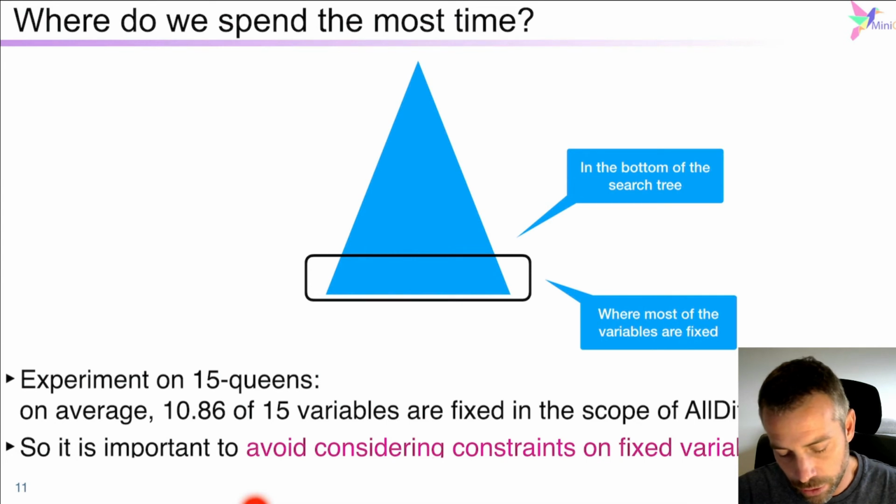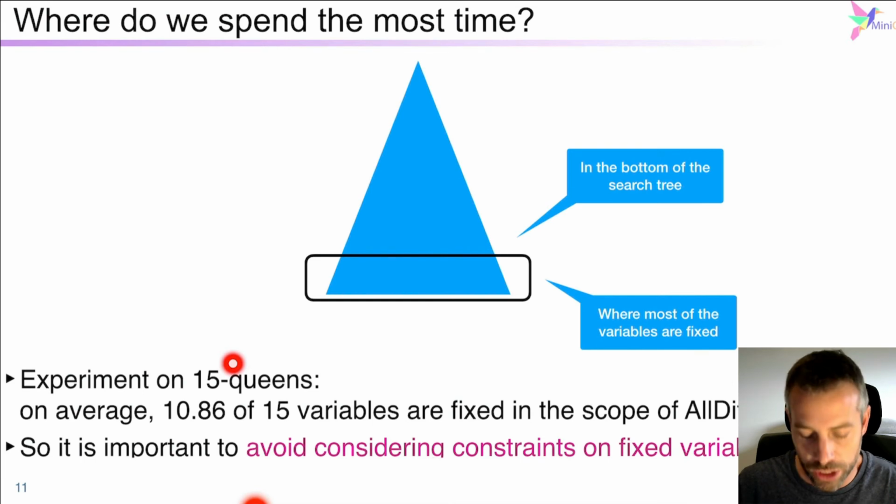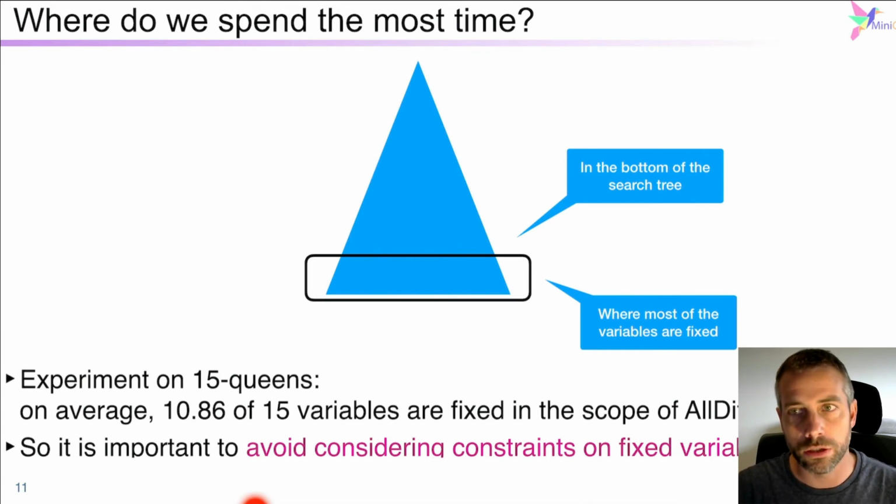So I experimented on the 15 queens problem, and I measured the number of not fixed variables whenever the propagate method of my forward checking algorithm was executed. On average, there were 10.86 variables already fixed in the scope of the AllDifferent constraint. So you see, there are less than 5 variables that are not fixed, which means at least 2/3 of the variables are already fixed. This is why it's important to have a filtering algorithm that is optimized to only consider the not fixed variables.